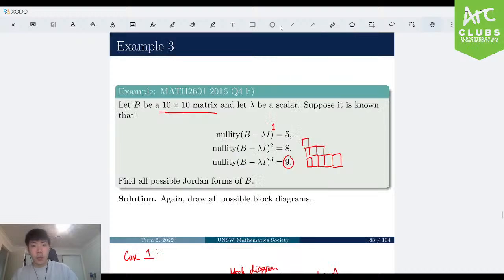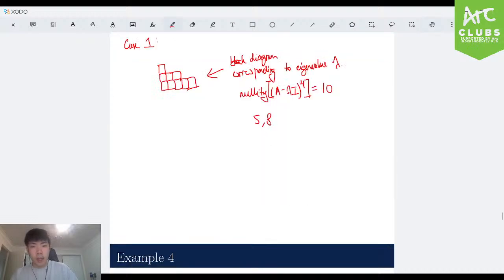Okay. For example, we can't have this sequence. We can't have 5, 8, 9, 8, 9, 9, 10, because then we have a difference of 3 here, a difference of 1, a difference of 0, a difference of 1. We can't jump from 0 back to 1. So that must mean if we want to get our 10th nullity somewhere, it must come from the 4th level. Or in other words, in our block diagram, it must have one more block up here.